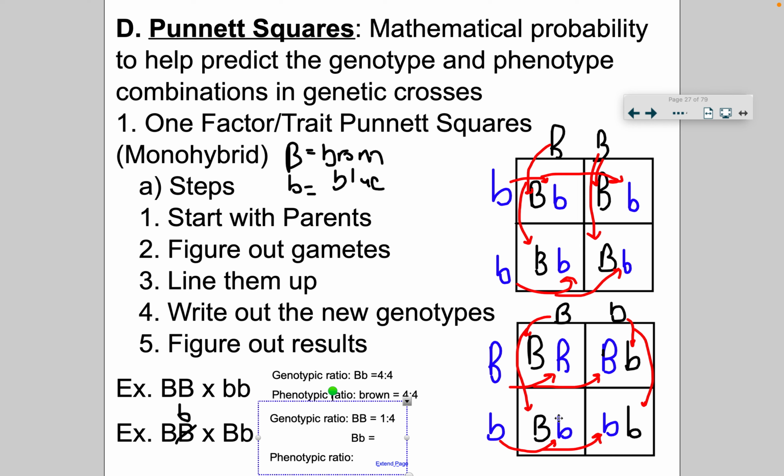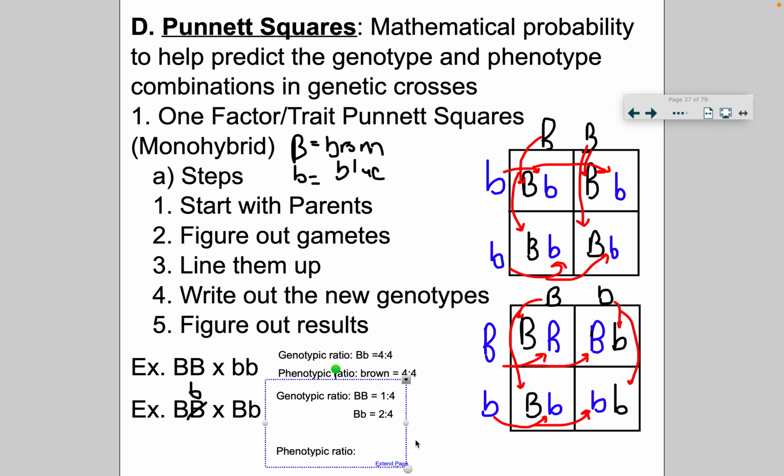Big B, little b. How many squares are big B, little b? So 1, 2. 2 out of 4. And then my last genotypic ratio there. Little b, little b. How many squares are little b, little b? And there's just 1. Notice that it all adds up to 4. But my genotypic ratio is 1 to 2 to 1.